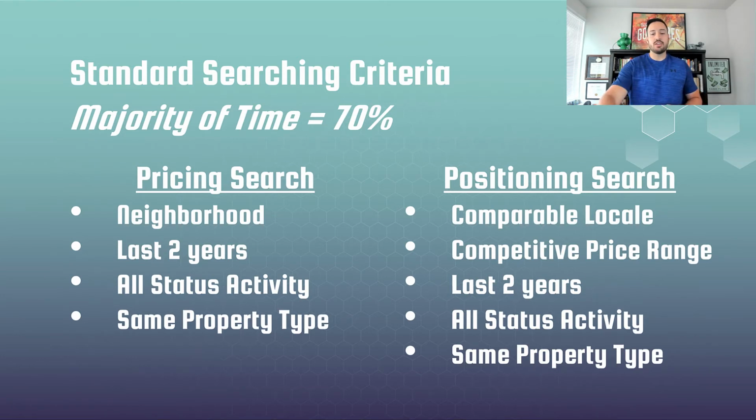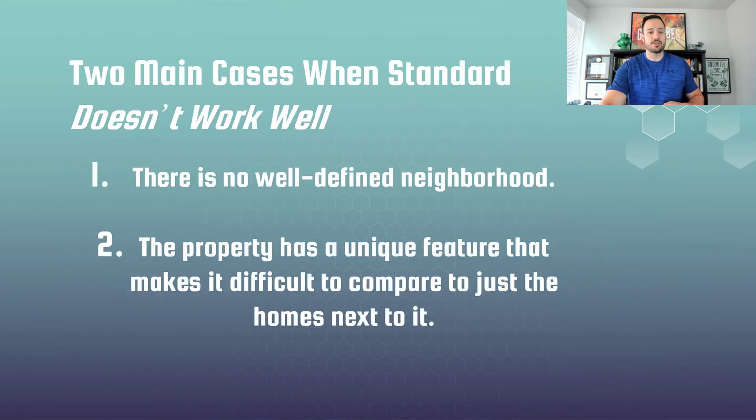Now, there are two cases where you're going to need to do a little bit different search. The first case, if there's no well-defined neighborhood. The second is if that property has a unique feature that makes it difficult to compare to just the homes right next to it. Now to explain both of those, let's look at an example.